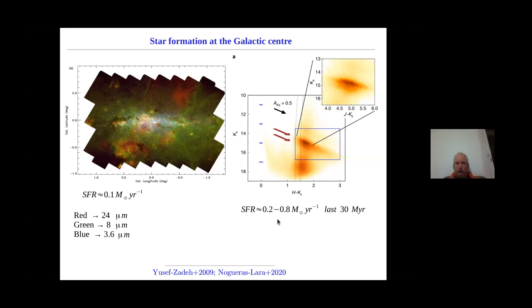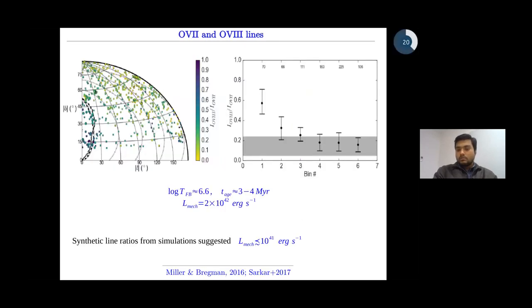So from this, they actually estimated that there must have been a more recent burst of star formation with a strength of 0.2 to 0.8 solar mass per year in the last 30 million years or so. Okay, so we now know that there has been AGN activity, and probably there was a small-strength starburst period in the galactic center too.